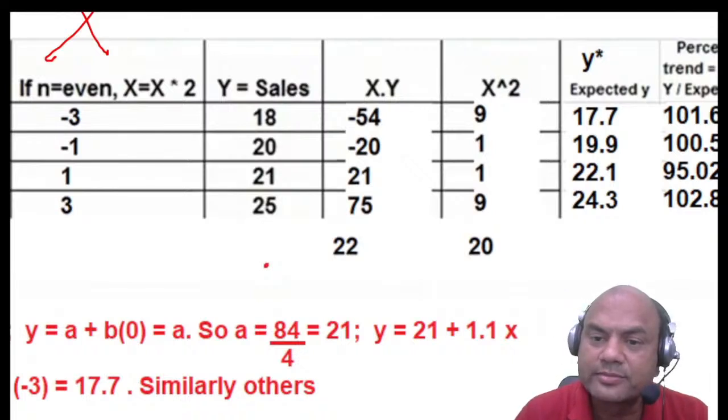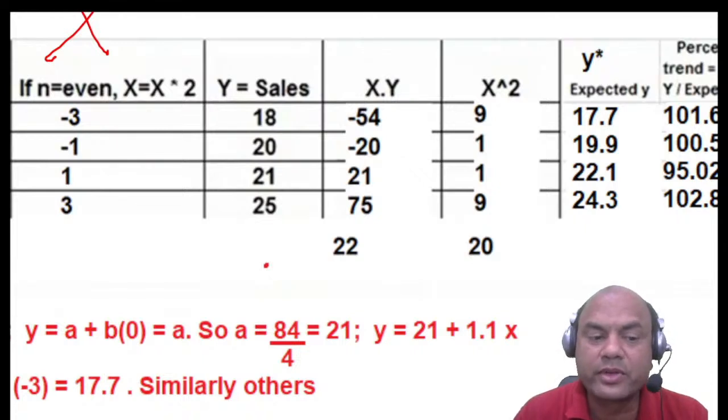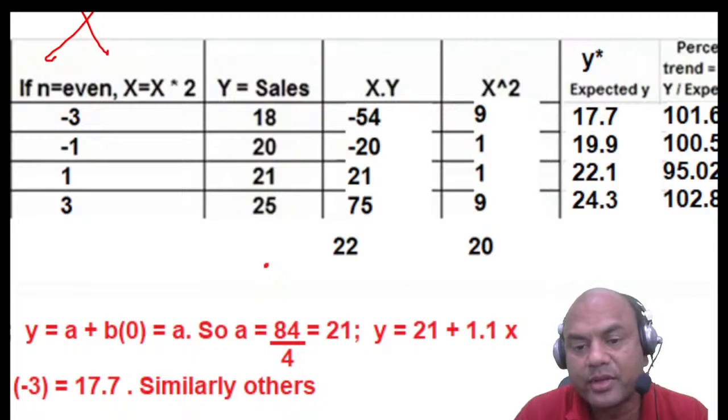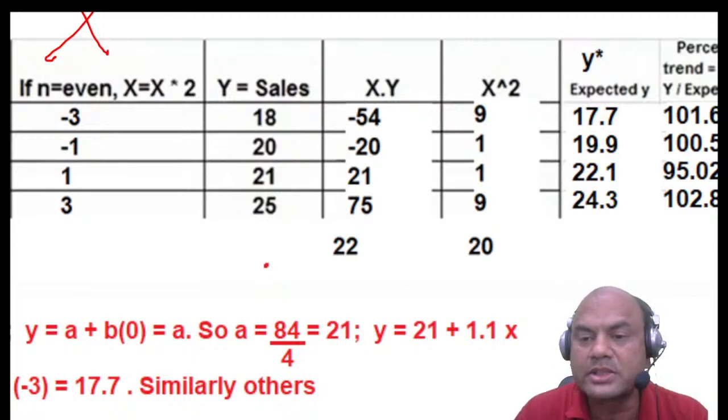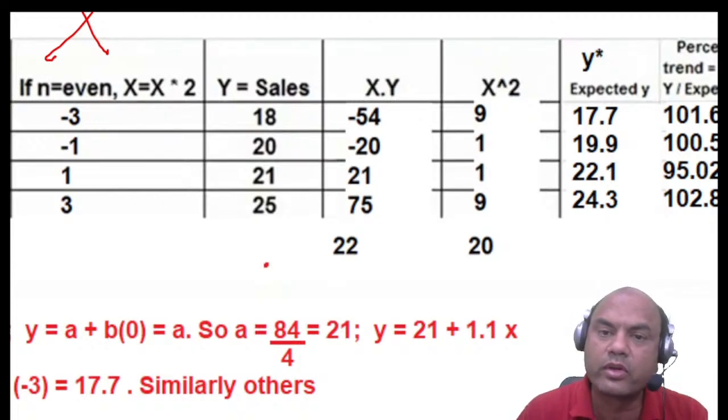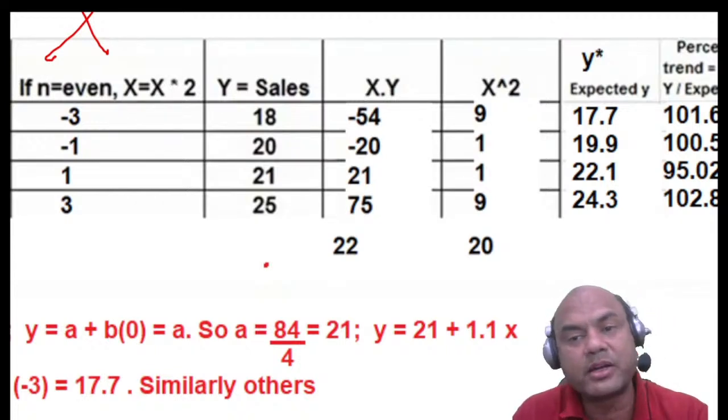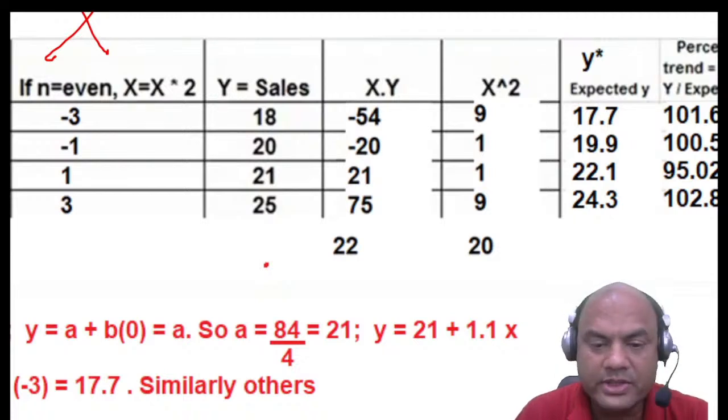Similarly for the second one, put x as what? Minus 1. So 21 plus 1.1 into minus 1. So multiply this, do the calculations, you will get 19.9. Similarly over here, all the four you have got it. So now we have got the estimated value of y. Got it everyone? Simple. Estimated value of y, everyone got this.